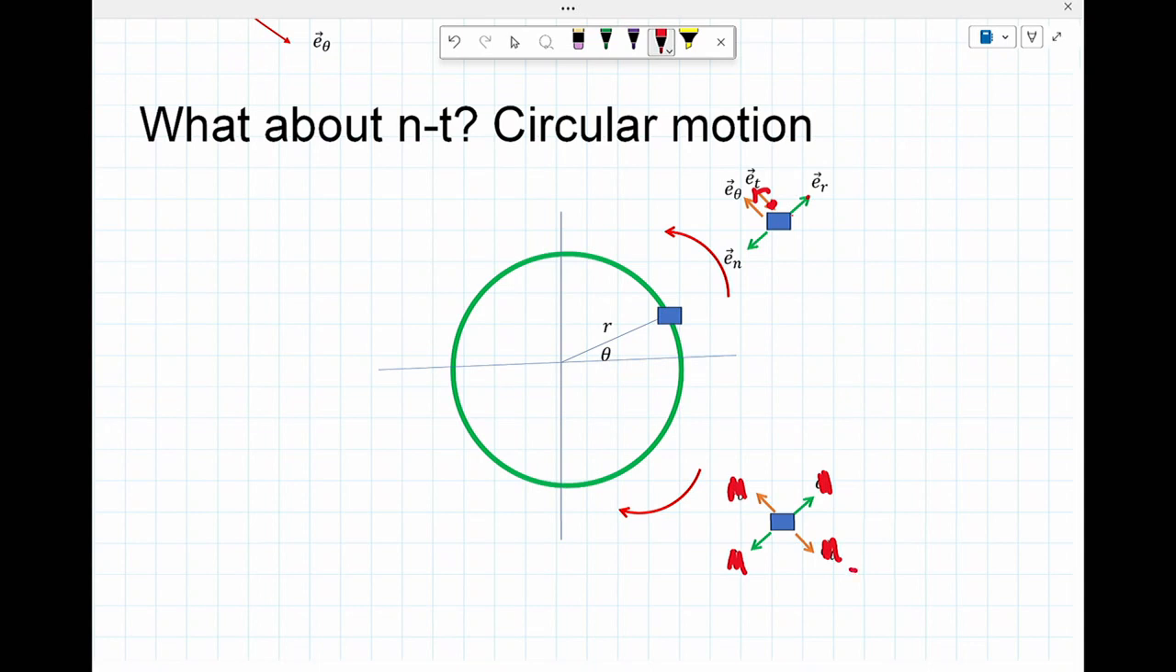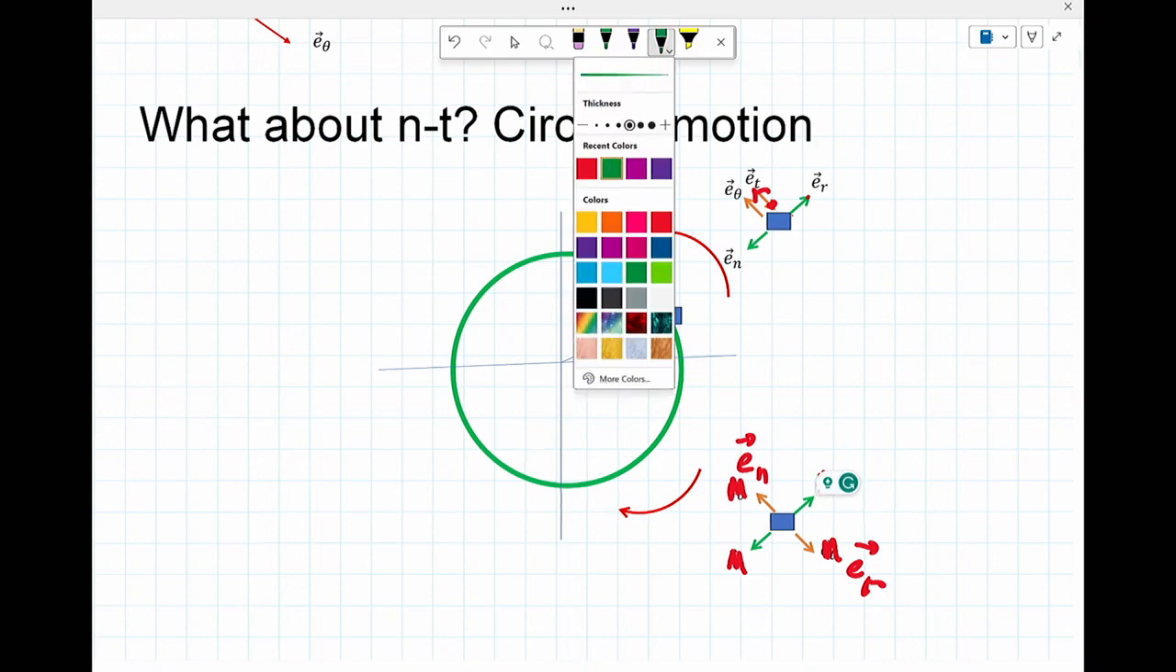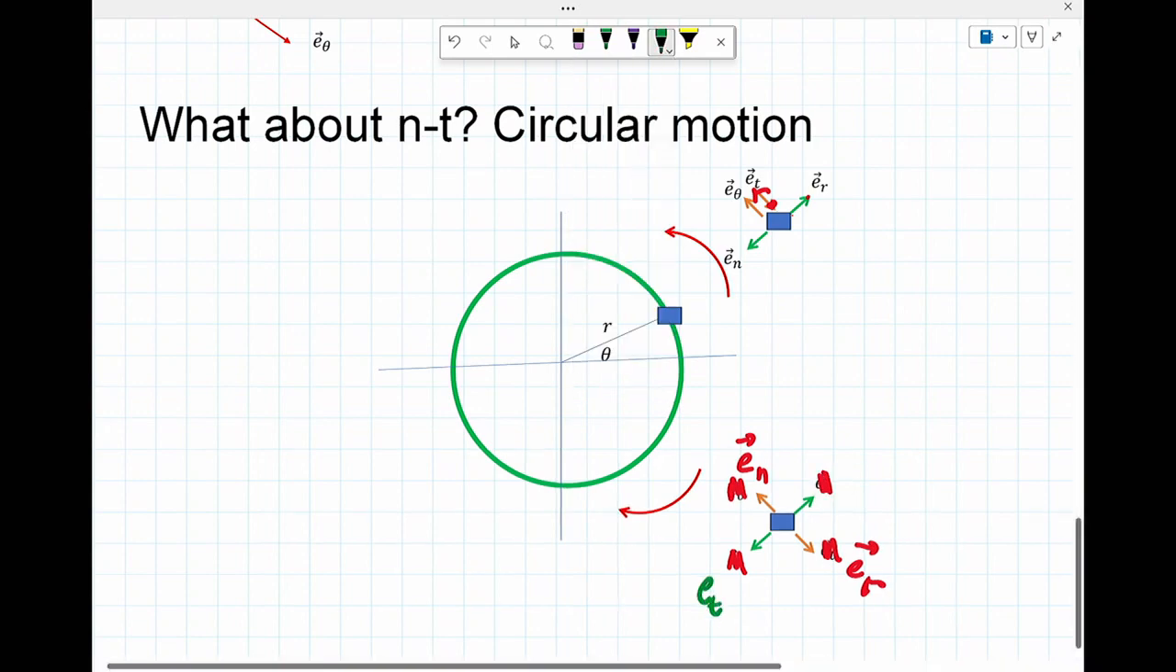So E sub r is in this direction. E sub n is in this direction. E sub t is in the direction of motion, and E sub theta continues to be counterclockwise. E sub theta is fixed. It always has to follow the right-hand rule. E sub r has to point outwards. E sub n always points inward.